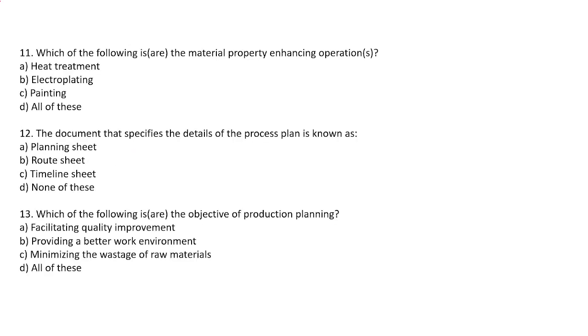So, moving to the next question: which of the following is or are the material property enhancing operation? We can say heat treatment, right? Because we have studied the processes which enhance the material properties. So the correct option should be heat treatment. It is nothing but the use of heating or chilling to extreme temperatures to achieve desired results, such as hardening or softening, as per the requirement.